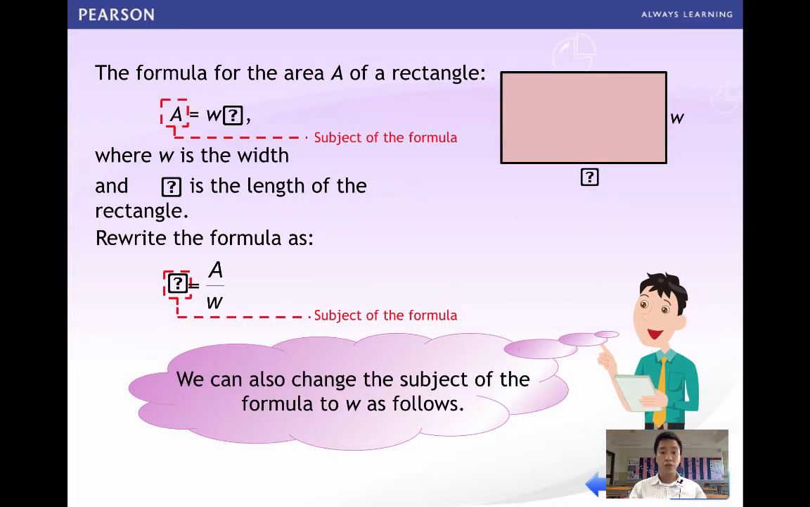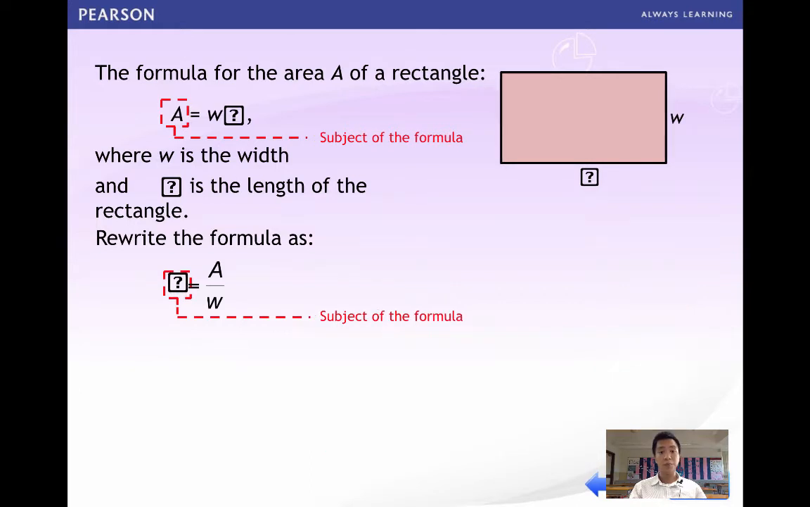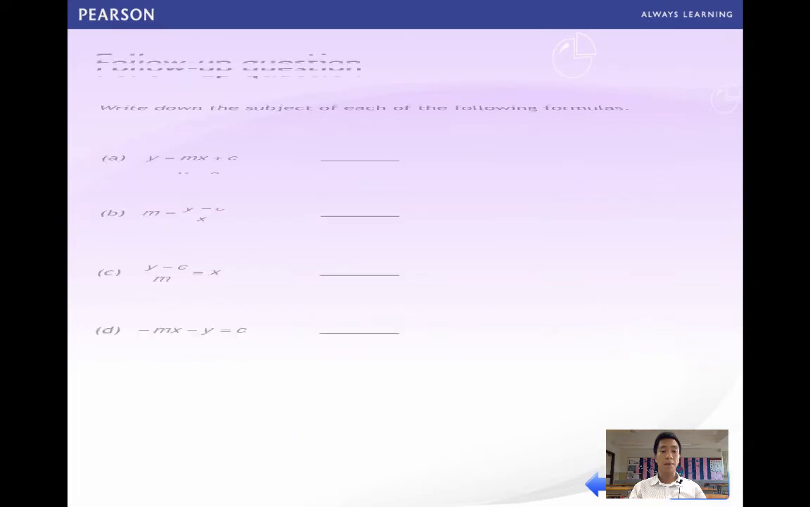We can also change the subject to W. W equals A over this unknown. This unknown is L. So W equals A over L, then W is the subject of the formula.